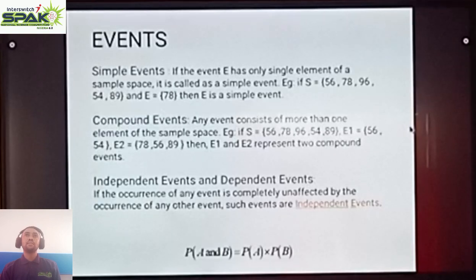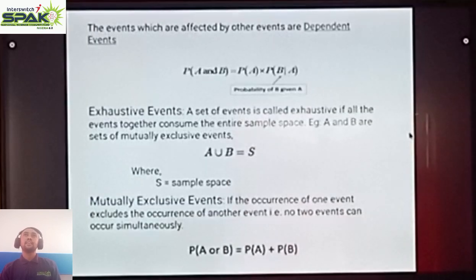We also have events in probability. 1. Simple event. If the event has only single element of a sample space, that is, if there is only one element in the event, so that event is called the simple event. We have compound event, which is the opposite of simple, when we have more elements, 2 or more. So that is where we call that event a compound event. We have independent event and dependent event. Now, if the occurrence of any event is completely unaffected by the occurrence of any other, such events are independent. You see that? And we have dependent, which is the opposite. The events which are affected by other events.